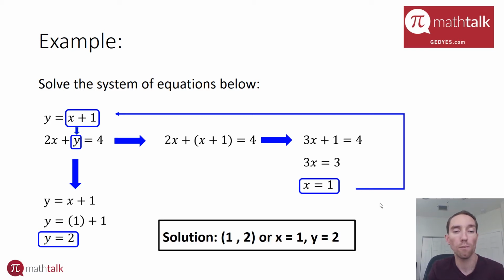So the total overall solution of this is the point (1, 2), or x equals 1 and y equals 2. You're going to see it written a couple of different ways. Remember, coordinate points are always of the form x comma y, so that's why you see it as 1 comma 2. Let's look at another example.